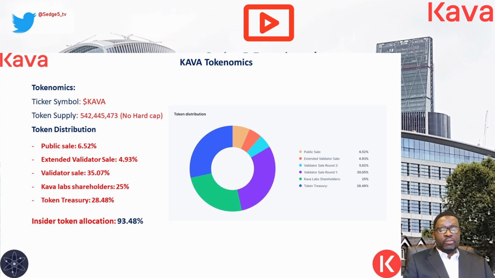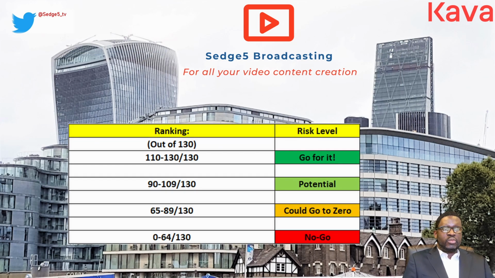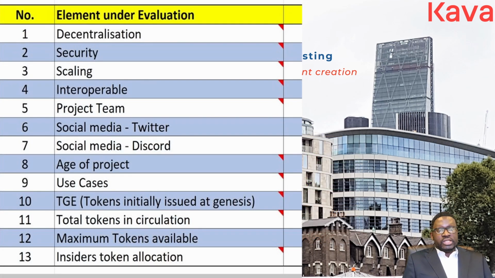So that is a brief review of what Kava network is, and now as part of our DIWA, our risk evaluation, we are going to be scoring the 13 elements from 0 to 10, and then we aggregate that score, and it is that score that we then classify under the following risk categories. We've got the go for it category, then the potential category, the could go to 0 category, and the highest risk, which is the no-go category. And here's a quick rundown of the 13 elements before we give you the scores. We've got decentralization, security, scaling, interoperability, project team, social media presence via Twitter, social media presence via Discord, age of the project, use cases, tokens issued at project launch, tokens in circulation at the point of recording, maximum tokens available, as well as insider token allocation.